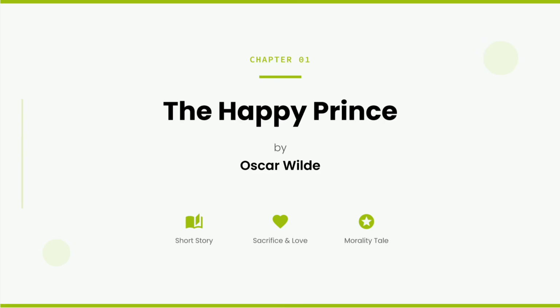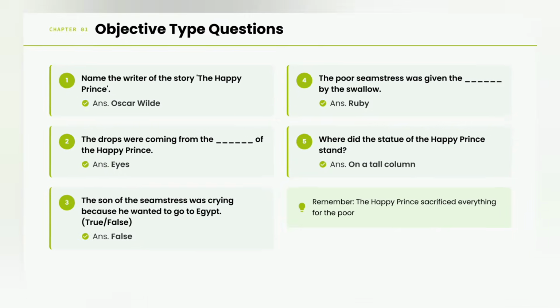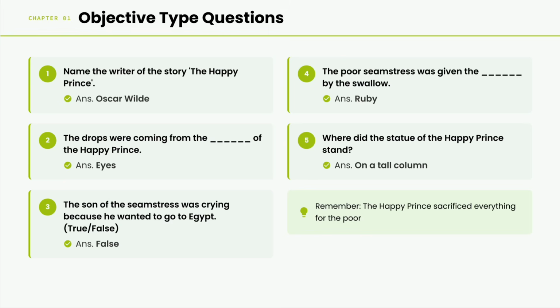Let's start with chapter 1, The Happy Prince, written by Oscar Wilde. This is a beautiful story about sacrifice and compassion. Stay tuned as we go through all the questions and answers. Now let's answer the objective type questions from chapter 1.